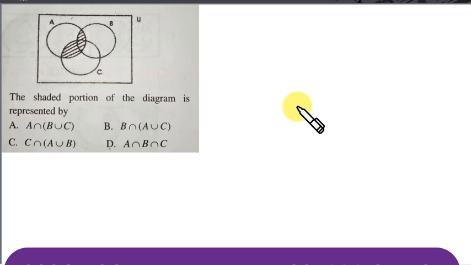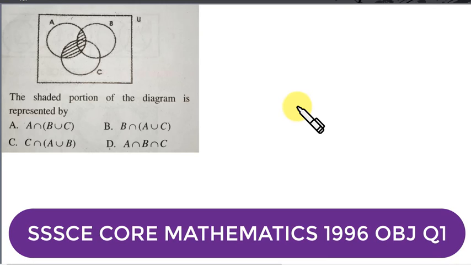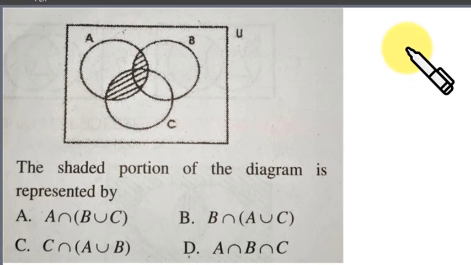Hello, we solved this question from SSSCE called Mathematics, the year 1996, objective question 1. And there is a three-set problem. Many students have problems when it comes to three-set problem, especially when they are asked to shade or to name the shaded region. So today we are going to look at this.